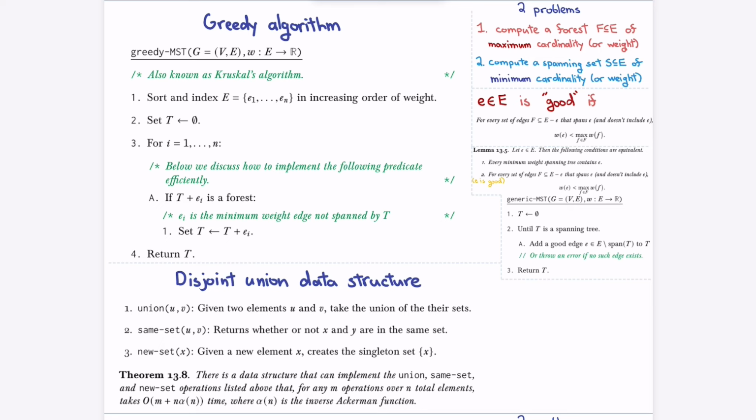So if we use that data structure, then I need to first sort all the edges. That takes m log n time. Then for each edge, we check to see if it's same set. That'll take constant time. And if I add an edge, that'll take inverse Ackermann time. So the bottleneck just comes from sorting the edges at first. So that's easy.